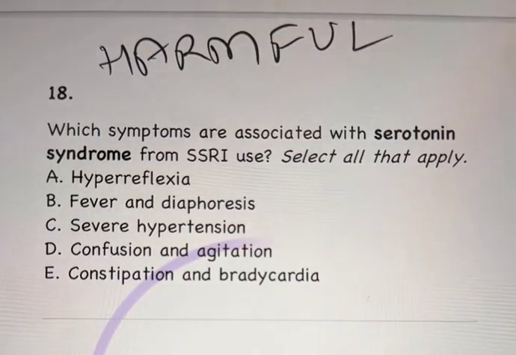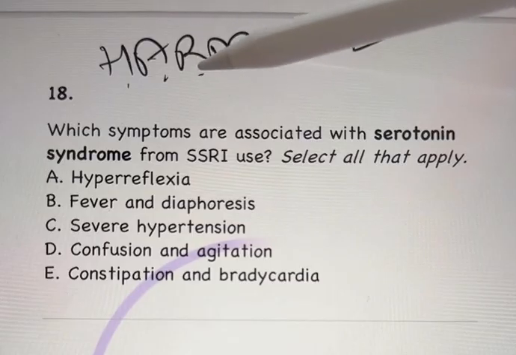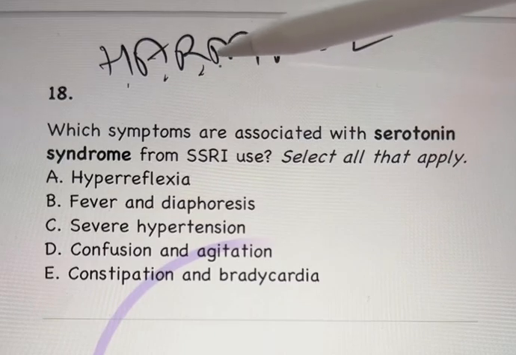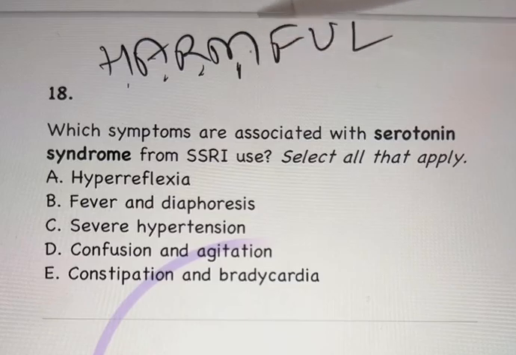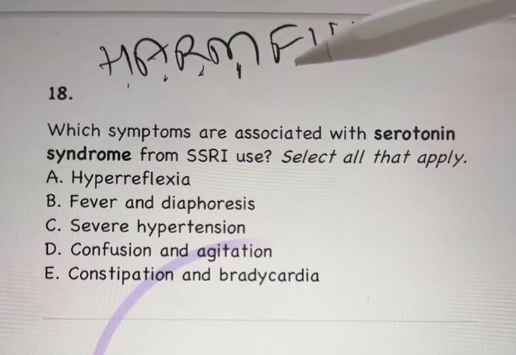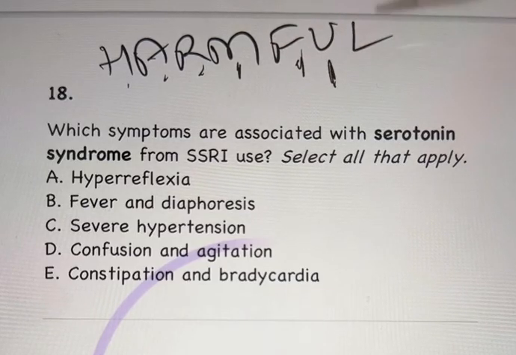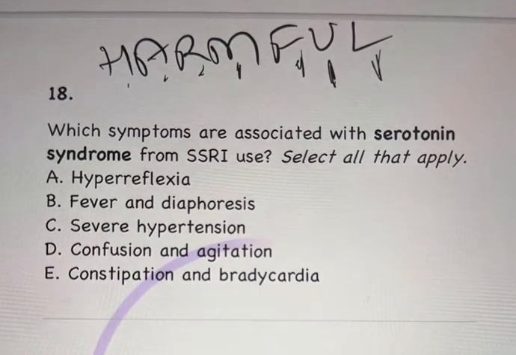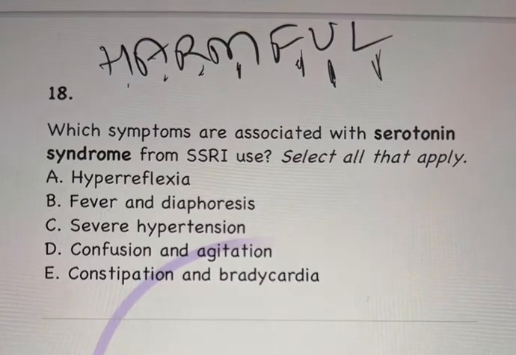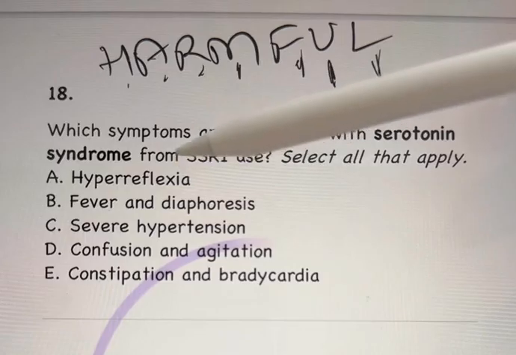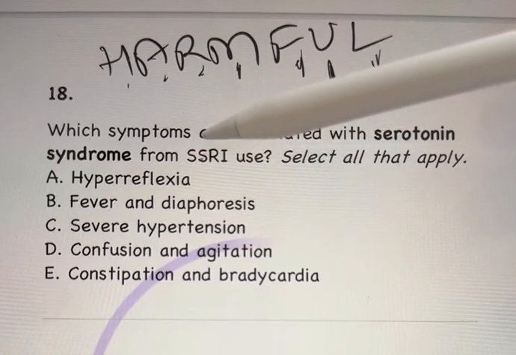HARMFUL. Okay, hyperthermia, agitation, muscle rigidity. Myoclonus, that's muscle jerks. F, fast heart rate. U, unconsciousness. L, late stage is fatal. Yes, that's the one. So hyperreflexia. Now we already discussed all the symptoms. Shall we see hyperreflexia?